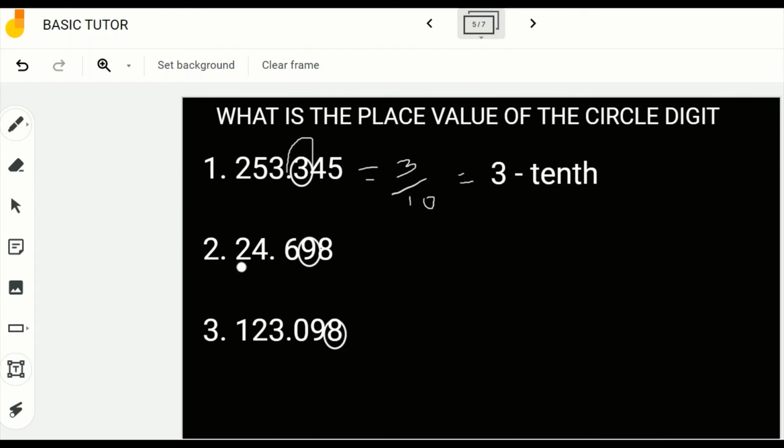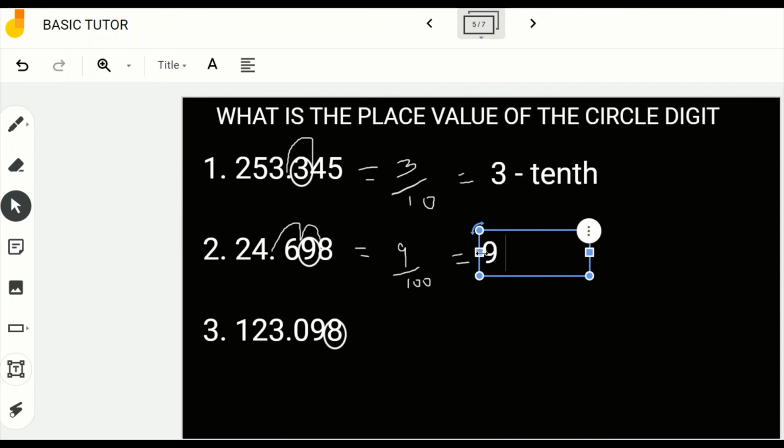Second question, we have 24.698. So 9 is our second digit. To get the place value of 9, I move my decimal point to the right side of 9. So that is 1, 2. That is twice. So that becomes 9 over 100. So therefore, I can say that the place value of 9 in this system is 9/100.